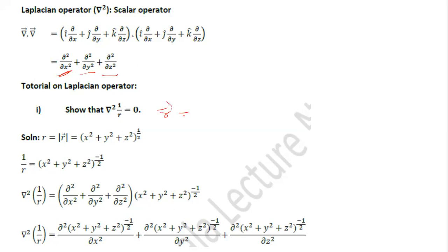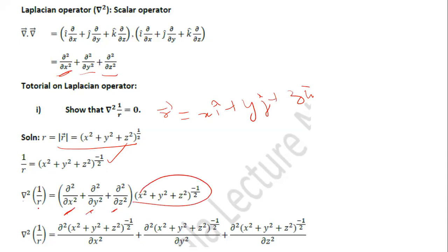You already know the position vector, xi plus yj plus zk. So you take the magnitude like I explained before, and 1 upon r is this. You perform this del square operation on this scalar quantity, and all of these are scalar quantities. So a scalar operator is operating on scalar quantities. You have to operate with this, with this, and this. So it's a double derivative.